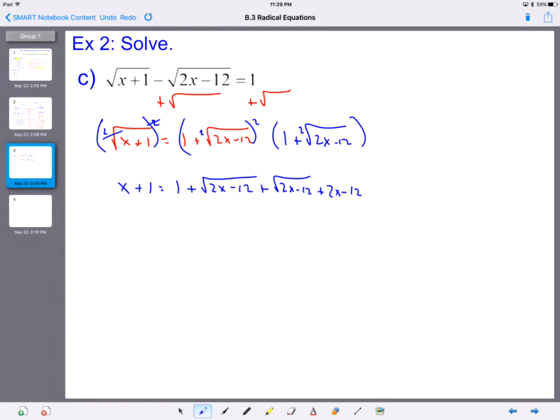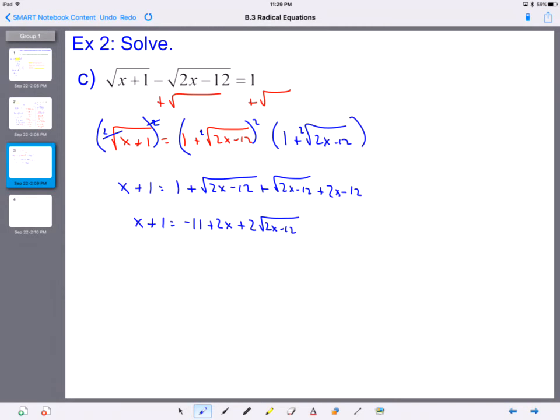So now that we've gotten rid of one of the radicals, we're going to have to do the same thing. We're going to have to isolate the other radical. So let's simplify the right-hand side. We've got x plus 1 is equal to 1 and negative 12, that'd be negative 11 plus 2x. And then the square root of 2x minus 12 plus the square root of 2x minus 12. There's 2 of them, so that's plus 2 square roots of 2x minus 12.